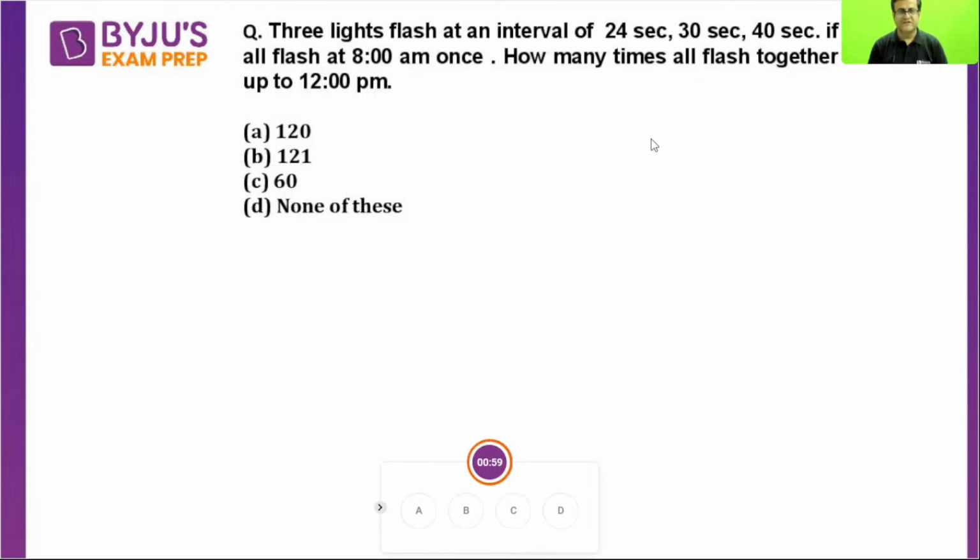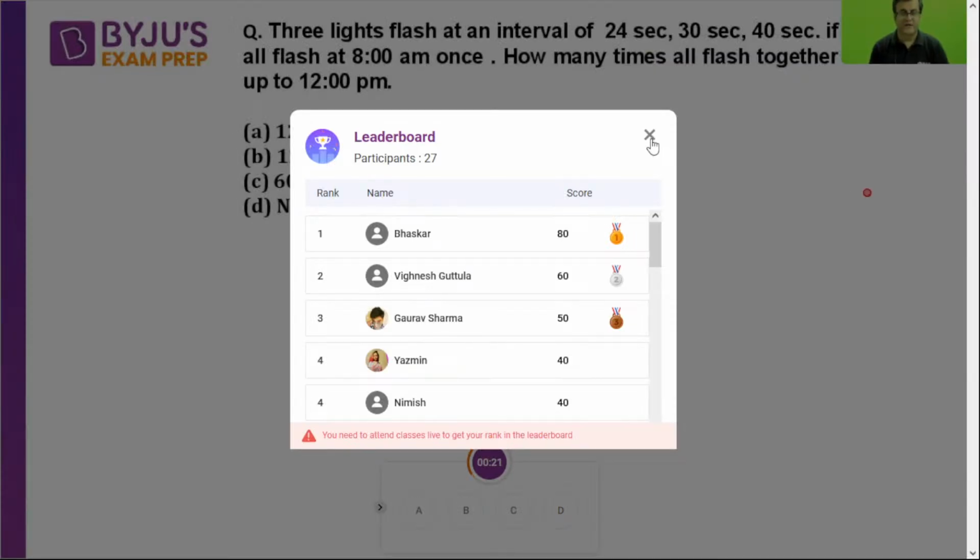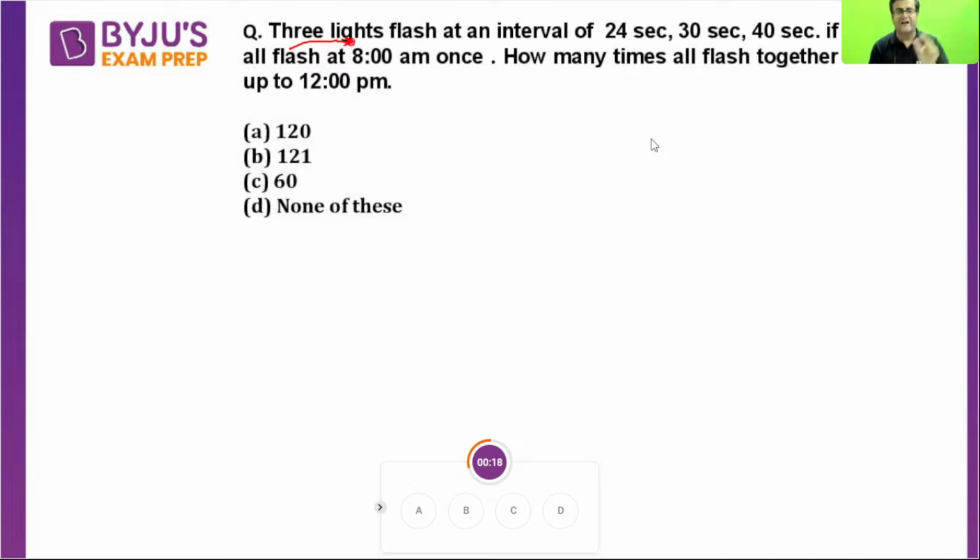Yes, that is written. Yes, exactly. Gaurav, it is given: all flash at 8 a.m. once. This is clearly written. Started at 8 a.m. and flashes at 8 a.m. once. B option is right, but almost all students have given A option, because of the question Gaurav was asking, does it start from 8 a.m. And I explained as well: yes, all started at 8 a.m. once. That one value you will have to add into 120.